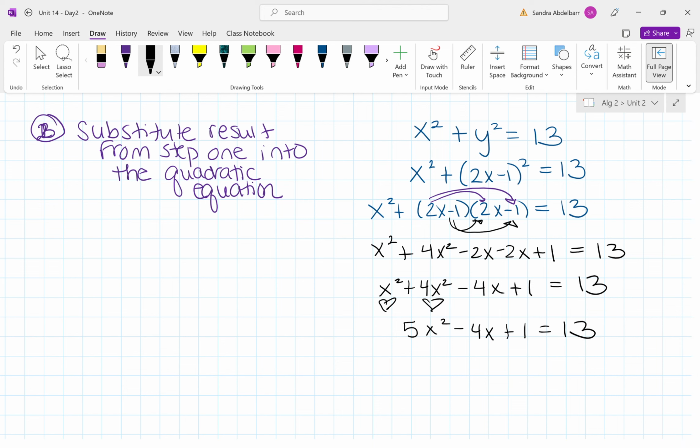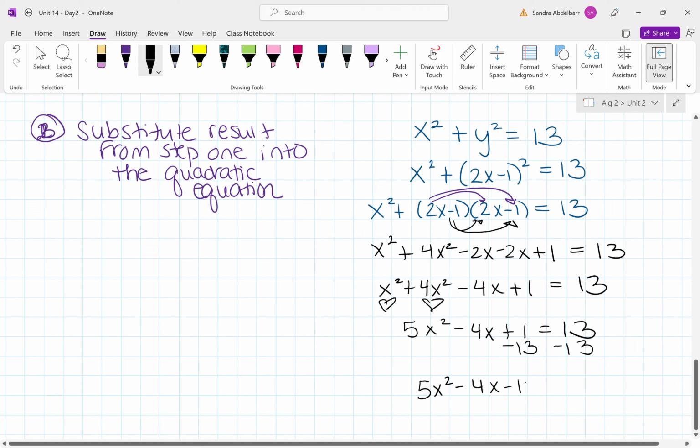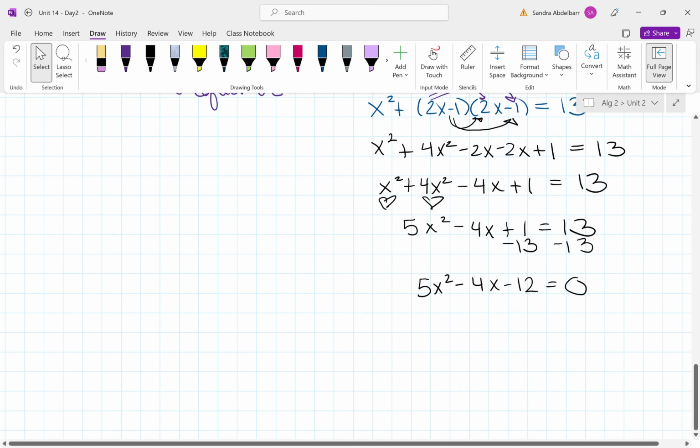What am I going to have to do? So we can do what? Factor. So we can factor. Completing the square would work, but it's unnecessary work. All right, so I'm going to subtract the 13. So we are 5x squared minus 4x minus 12 equals 0. And then you factor this.